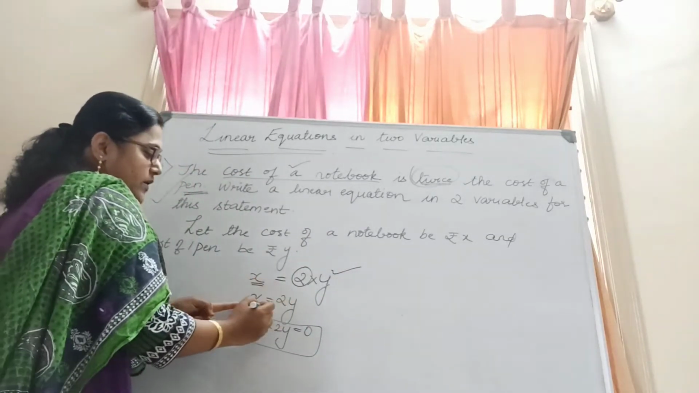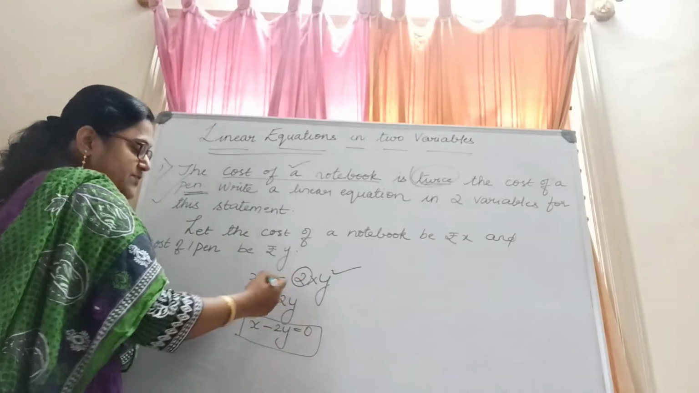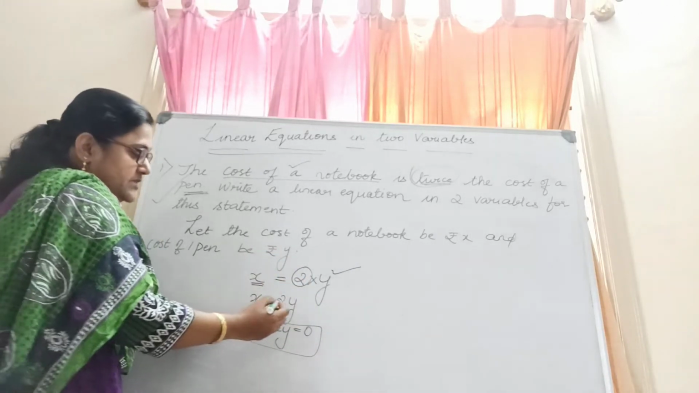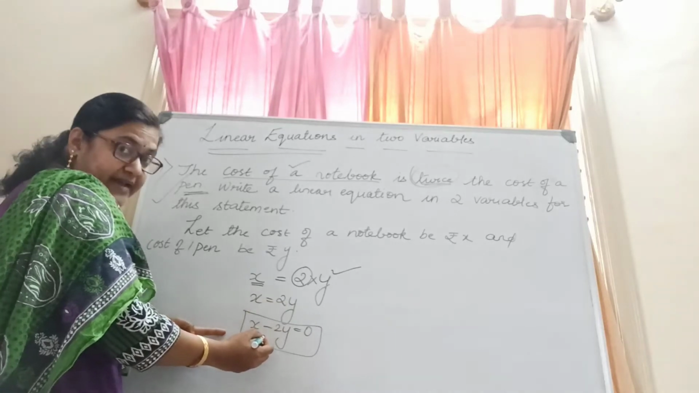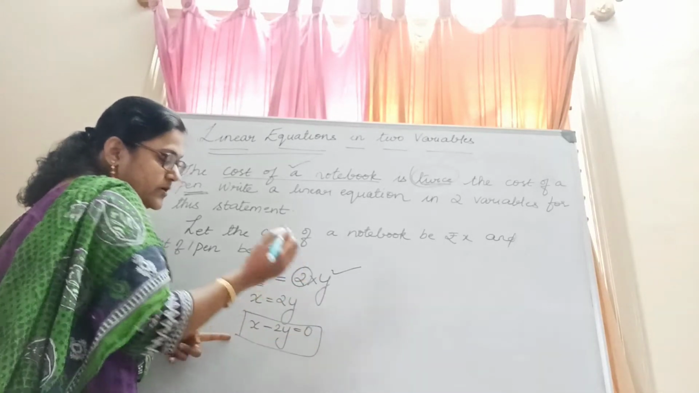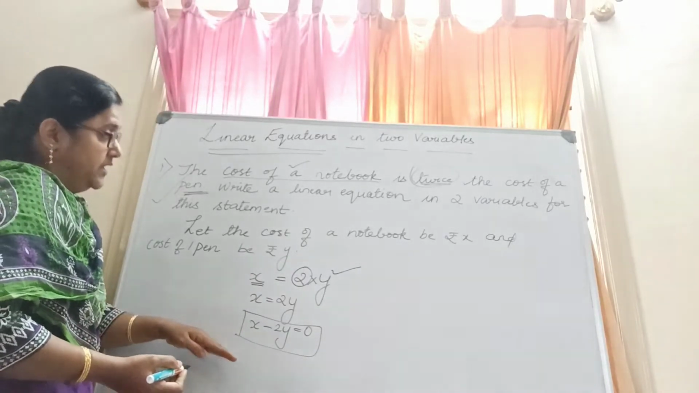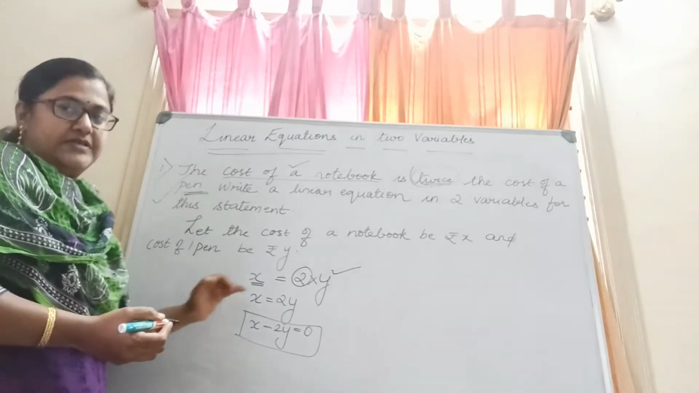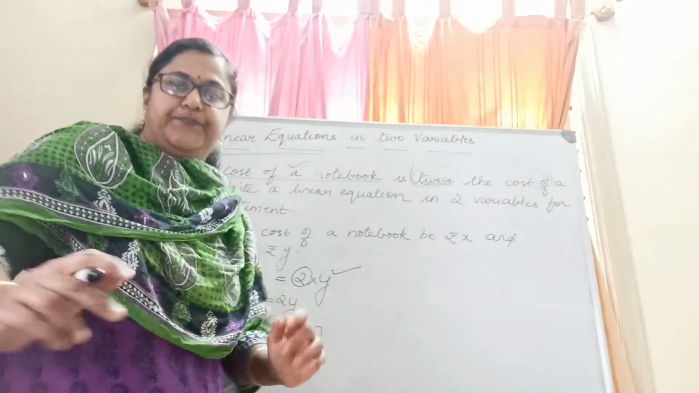So x is equal to 2y. On transposing 2y onto the LHS, that is, bring this 2y to the LHS, plus 2y will become minus 2y. This positive will become negative. So x minus 2y is equal to 0, and this is the linear equation for the given statement. Hope it is clear to all of you.